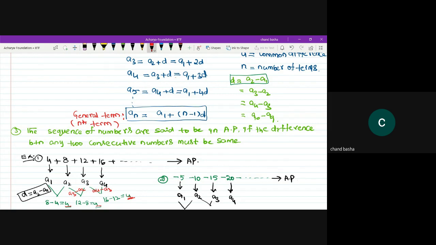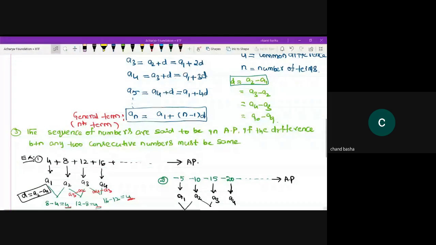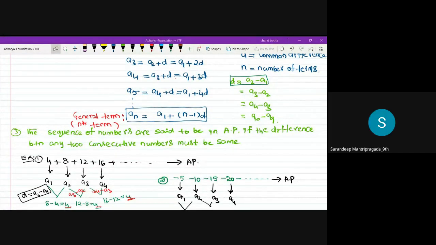Is it clear? Any doubt regarding the definition as well as the general term formula? Clear, guys? Yes, sir. Any doubts by anybody else?